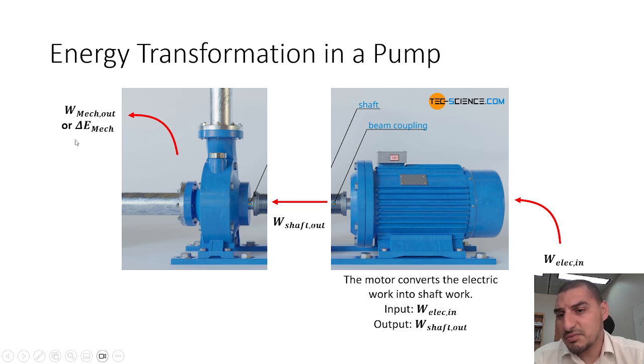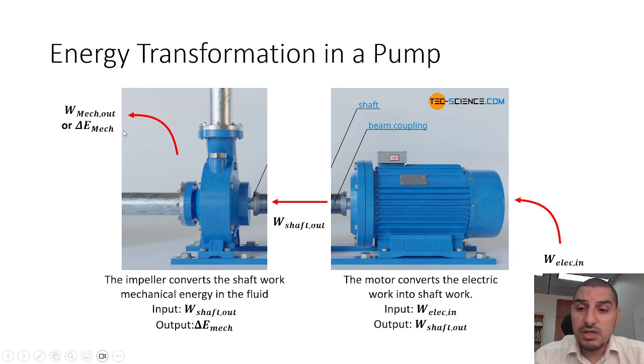So we call it delta E mechanical. Both are the same. And so for the impeller, the shaft work is converted into mechanical energy. The input is shaft work. The output is the mechanical energy.